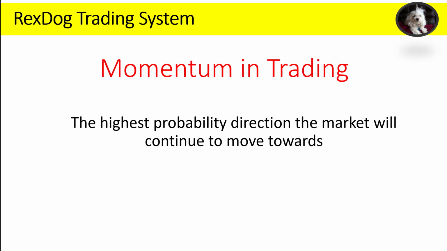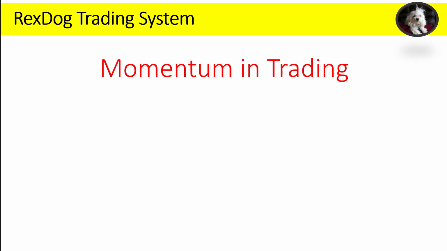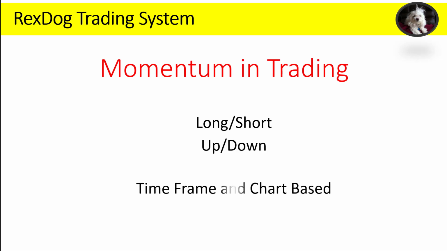It's already moving. What's the probability that it's going to continue to move in that direction? That's momentum. Now, momentum in trading is both long and short, or up and down. One thing to keep in mind is that it is time frame and chart based. If you're using time charts, then it's time frame based. If you're using tick charts or maybe Renko, then the momentum has a different base. It's tick based or Renko based. So it's something to keep in mind. Obviously, if you're trading those types of charts, you know that already.